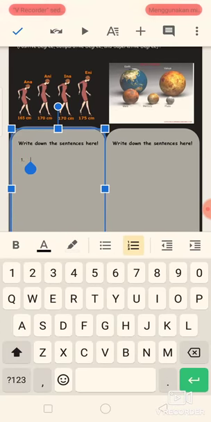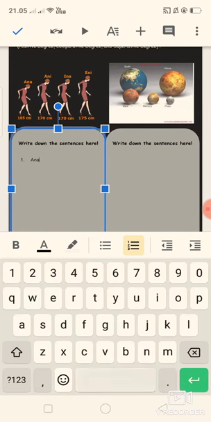Let's write the first sentence here. The first sentence is a positive degree. For the positive degree, I use the subject Anna, because Anna is 165. Anna is tall enough, right? So, Anna is tall. This is the sentence with the positive degree.